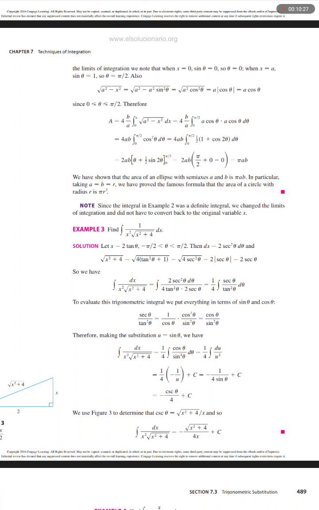We have shown that the area of an ellipse with semi-axes a and b is pi ab. In particular, taking a equals b equals r, we have proved the famous formula that the area of a circle with radius r is pi r squared. Note, since the integral in Example 2 was a definite integral, we changed the limits of integration and did not have to convert back to the original variable x.